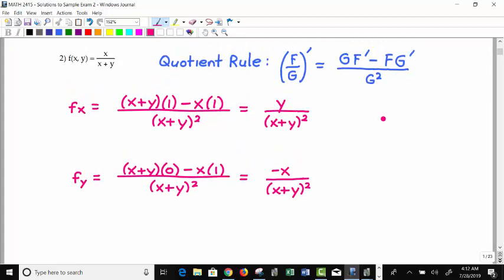And then the y partial will be x plus y times the derivative of the top, x, with respect to y, which is 0, minus x times the derivative of the bottom, x plus y, with respect to y, which will just be 1. And then that whole first part goes away, over the same denominator. So you end up with minus x over (x plus y) squared.